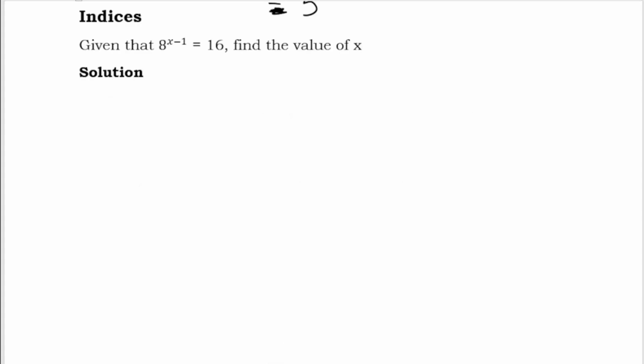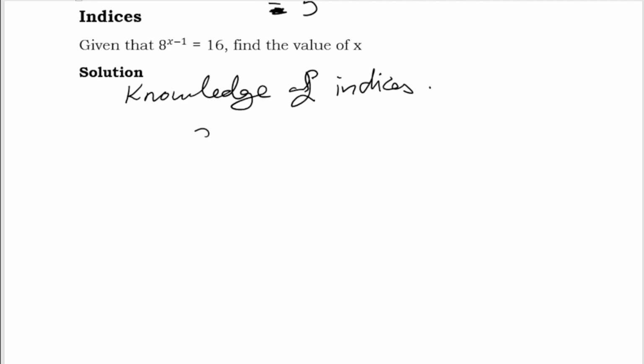The next one that we have is on indices. Given that 8 to the power x minus 1 is equal to 16, find the value of x. Here we are using our knowledge of indices. Let us write the question: 8 to the power x minus 1 is equal to 16.